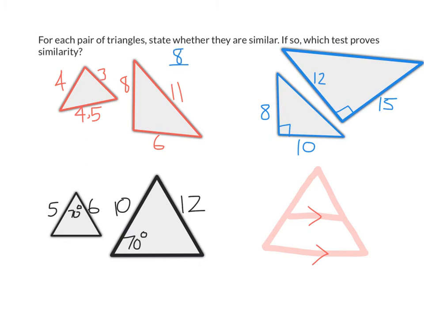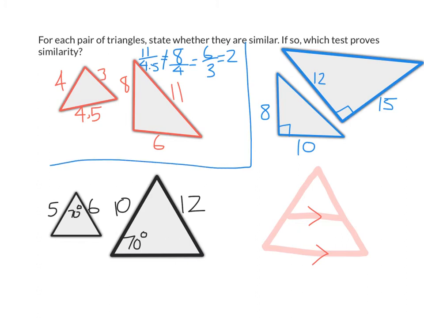So 8 over 4 equals 6 over 3. So these two sides, this pair of sides and this pair of sides, are in the same proportion. The scale factor is 2. But the longest side of each shape is not in that proportion. 11 over 4.5 does not equal 2. So the scale factor is not consistent. So therefore, this pair of triangles fails the SSS test, and that means that they are not similar. It means the second shape isn't just an enlargement of the first.